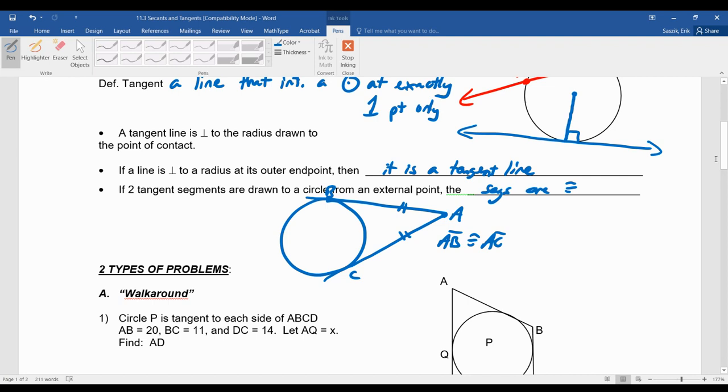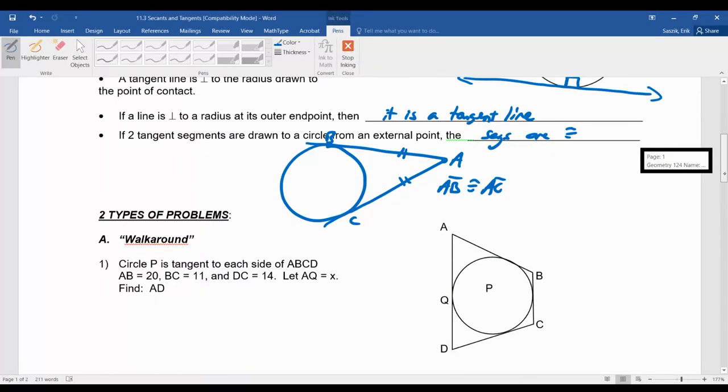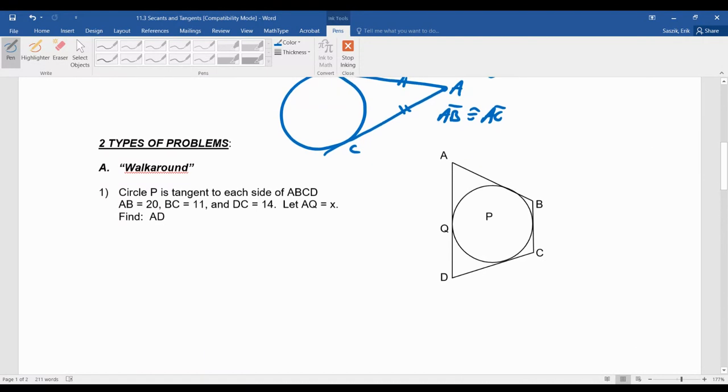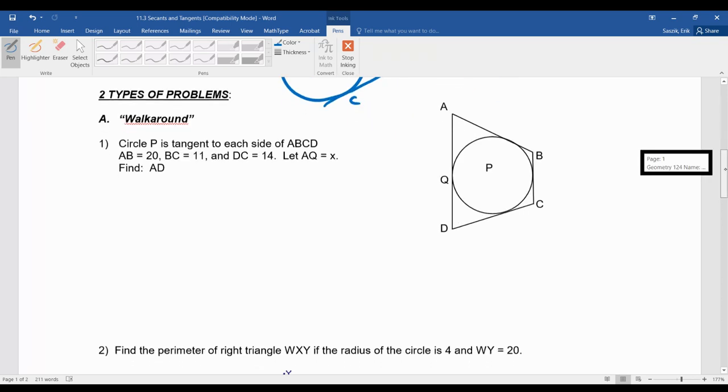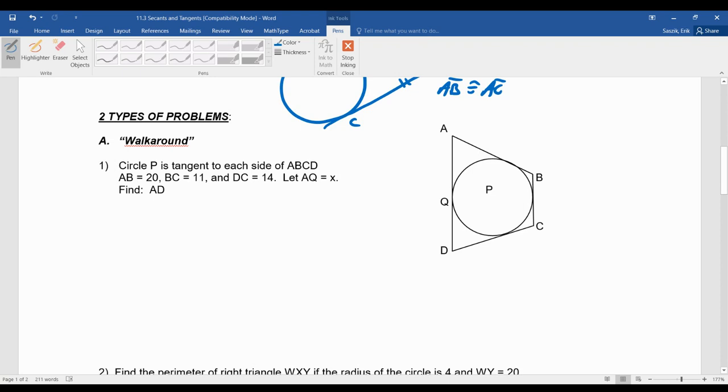All right. So there's three big types of problems that we're going to talk about today. I know it says two, but the second type has a subset of two, so there's actually three altogether. The first is called a walk around, and these are kind of neat, and I'm going to take you through this one. By the way, you're not always going to be told that things are tangent, and I apologize for that. Here it does say circle P is tangent to each side. Sometimes you're going to be assuming the tangent.